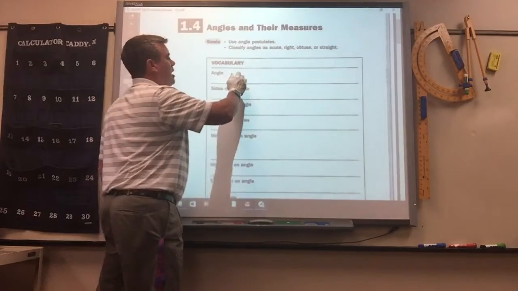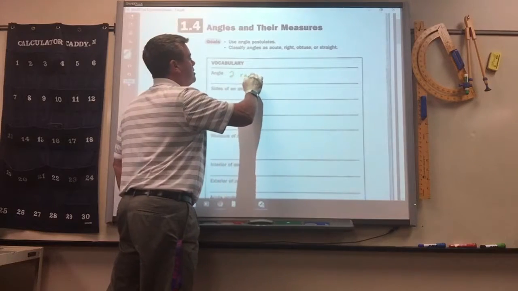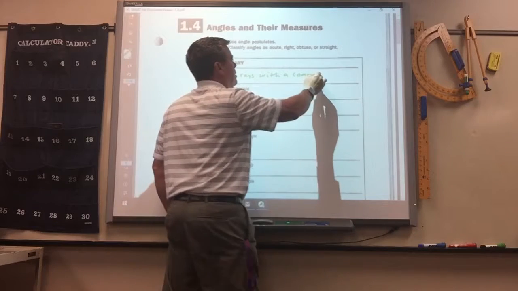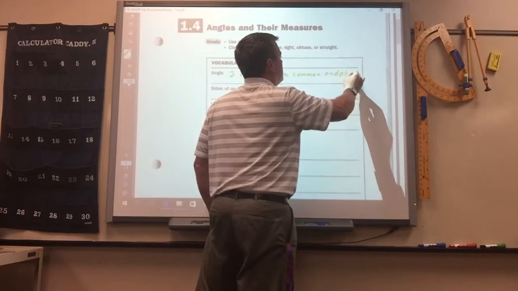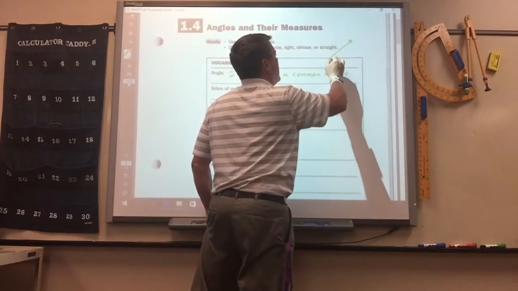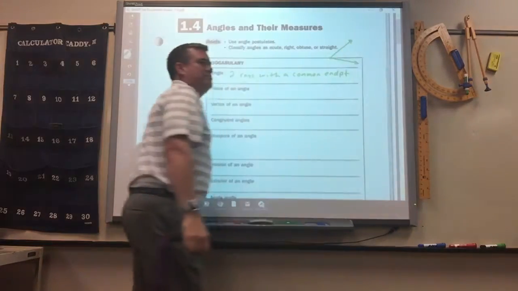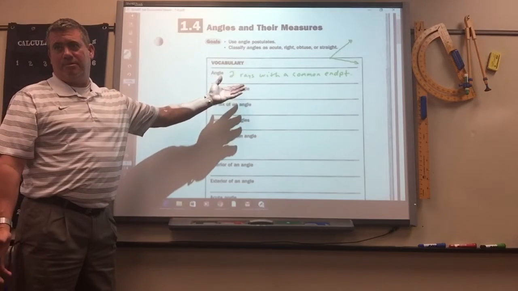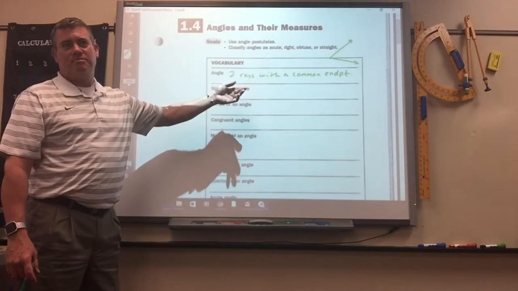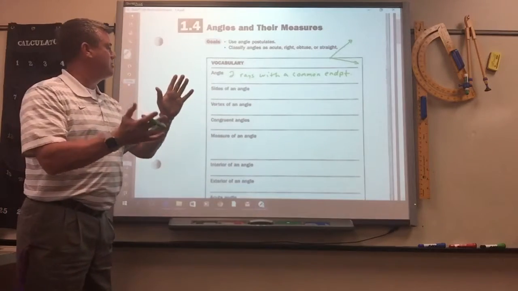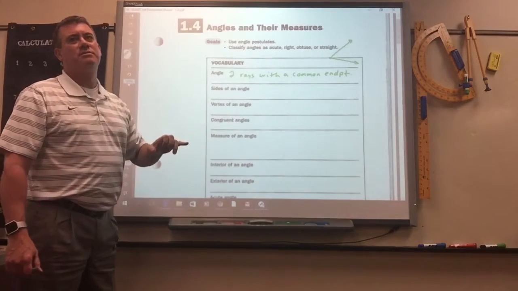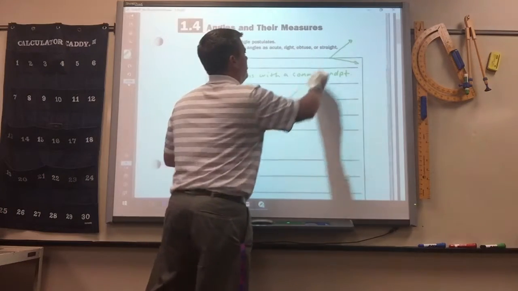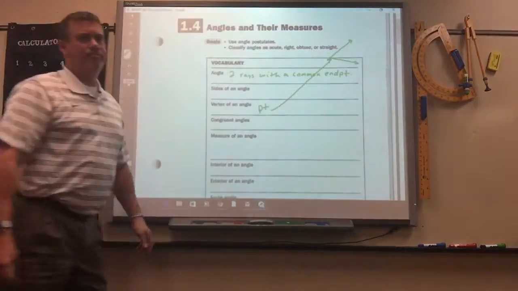An angle is two rays with a common endpoint. It's like if you got a ray going like that and then another ray going like that. The sides of the angle, hopefully everyone could figure that out. Sides are just the two rays. Vertex. It's the point where the rays meet.